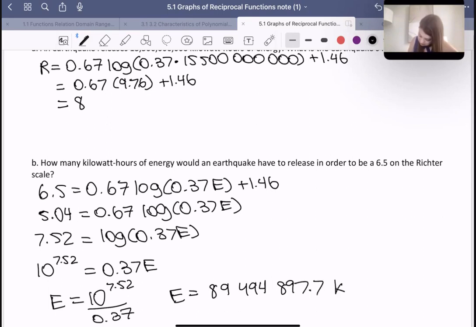It's 89,494,897.7 kilowatt hours. Awesome. And so there we go, there's our answer.